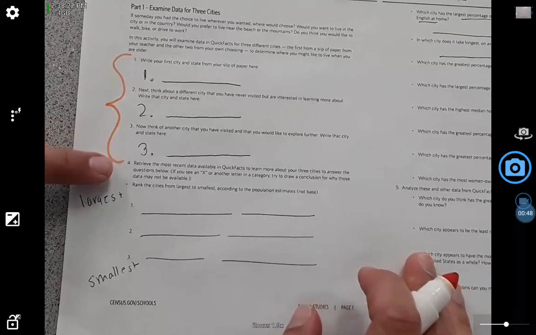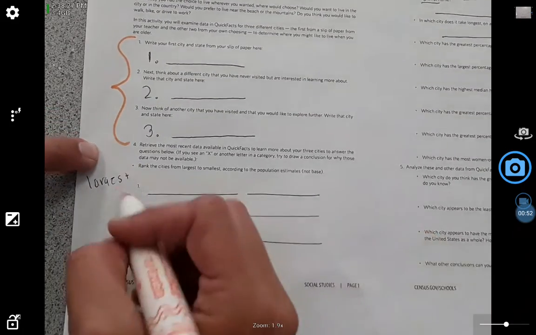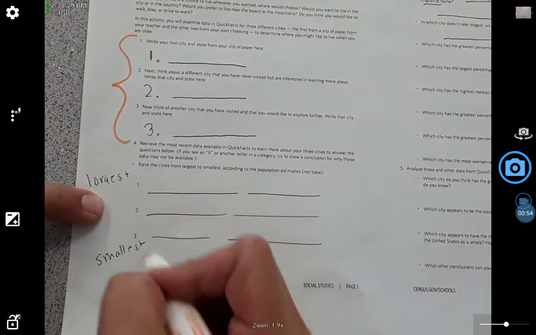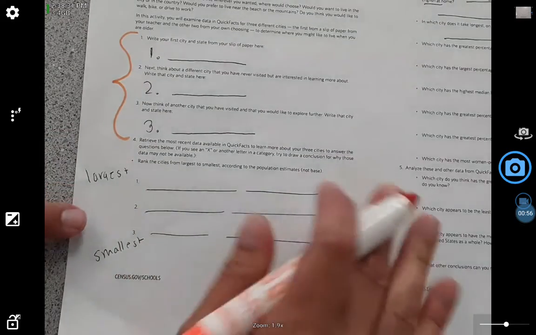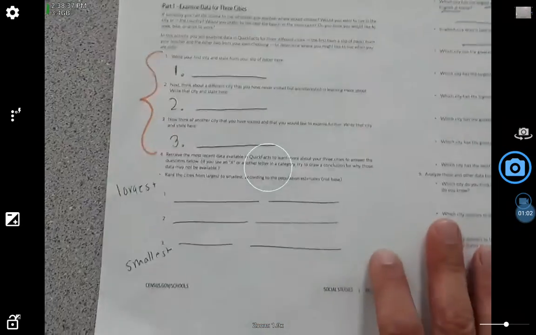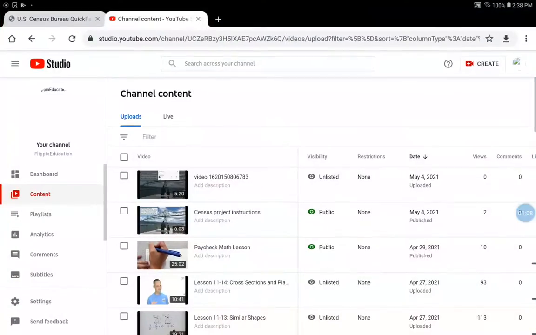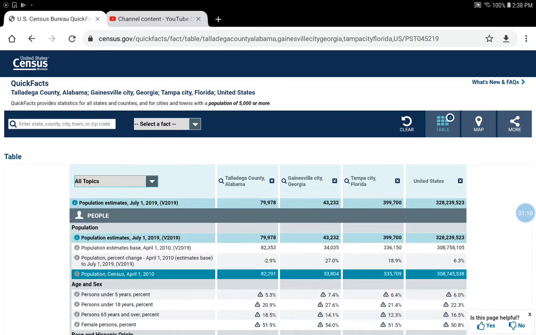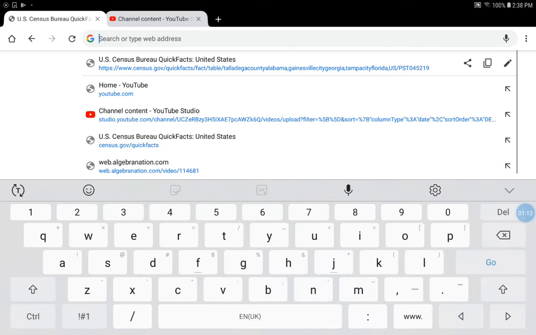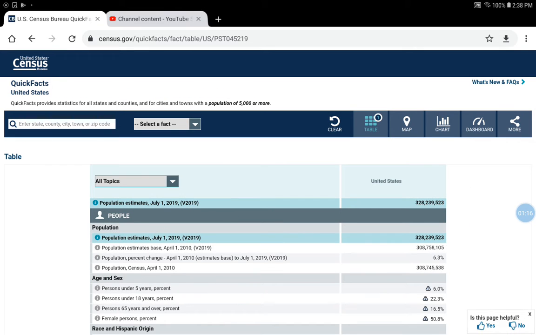Then we are going to start looking at data for the cities. The first thing we are asked to do is to put them in order from the largest city to the smallest based on population. To get all the data for this worksheet, because there are more questions over here, we are going to go to census.gov, and I will show you that website. It is right here. Census.gov/quickfacts. And that's the website up there.